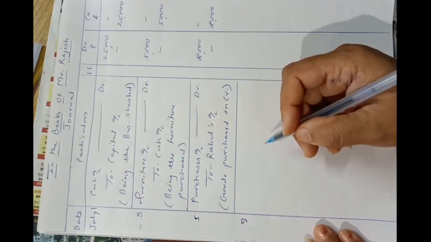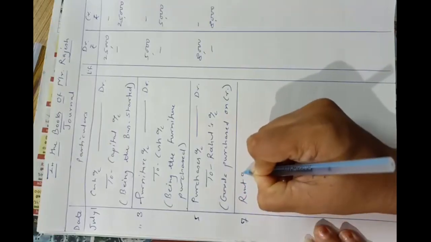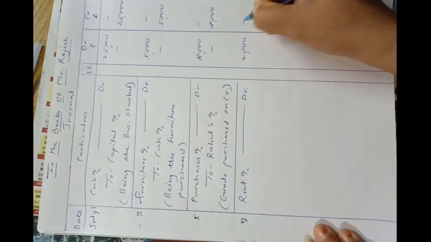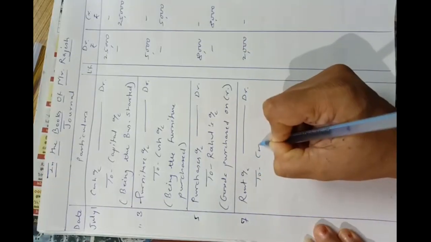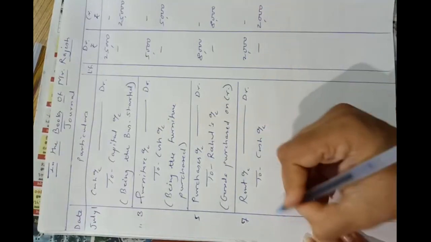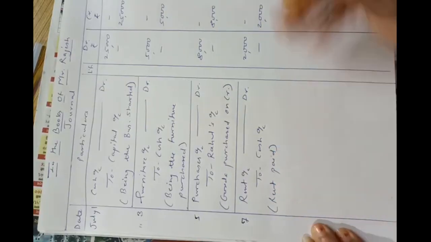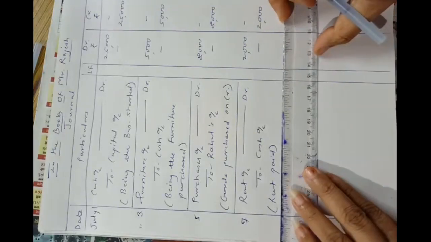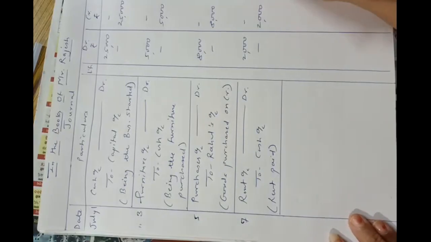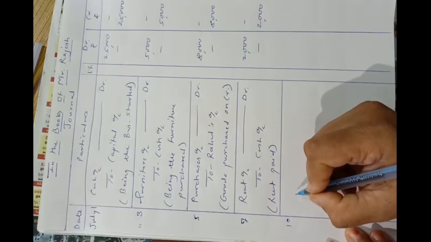Two accounts will be involved here, rent account and cash account. So entry will be rent account debit 2,000 to cash account 2,000. Okay. And the narration: rent paid, being the rent paid. Now 10th July. Paid to Rahul the amount due.